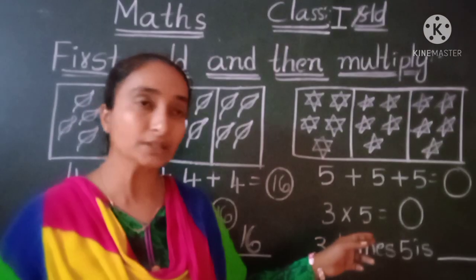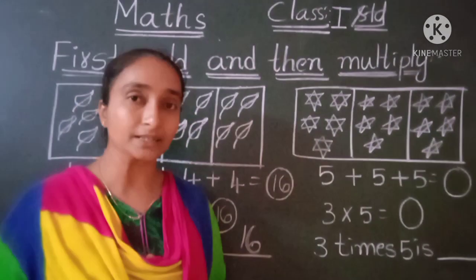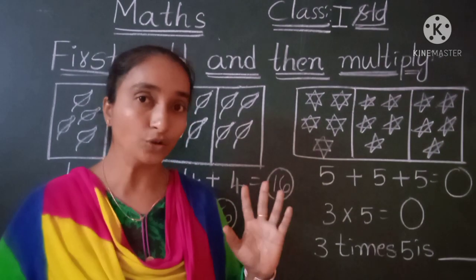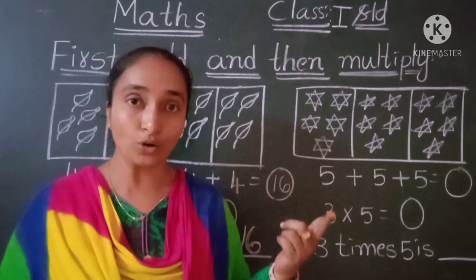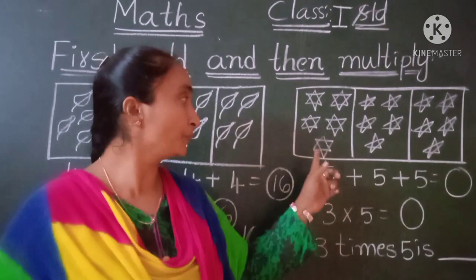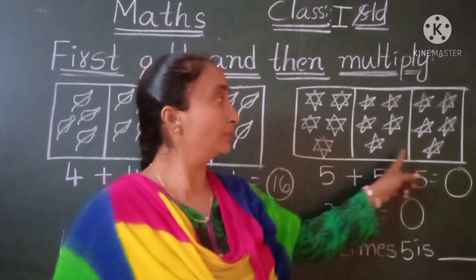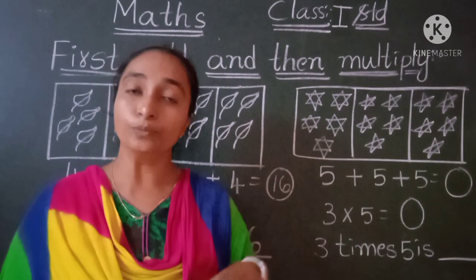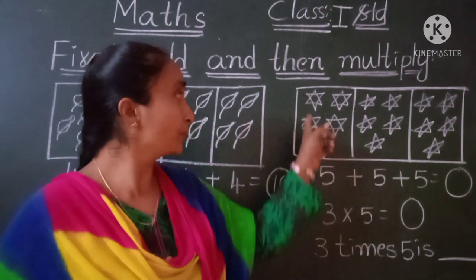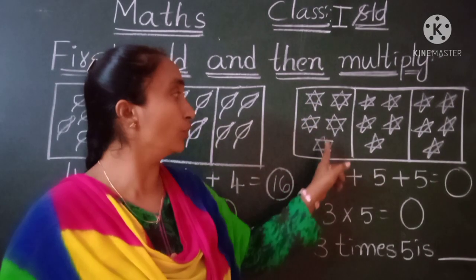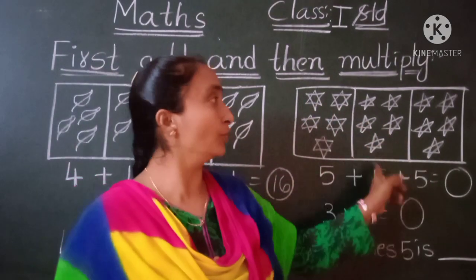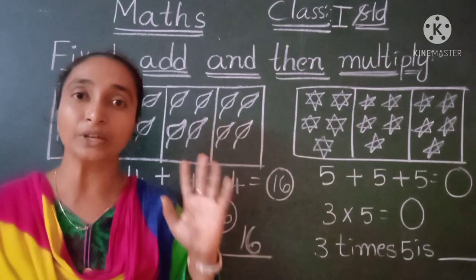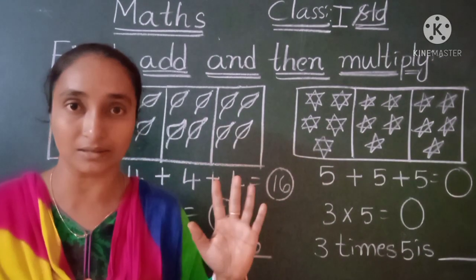Now let us see one more, children. Here we can see another example. Here we can see the stars. First we have to count the groups. How many groups are there? 1, 2, 3. So only 3 groups are there. In each group, how many stars are there? 1, 2, 3, 4, 5. So that means in every group we can find 5 stars.